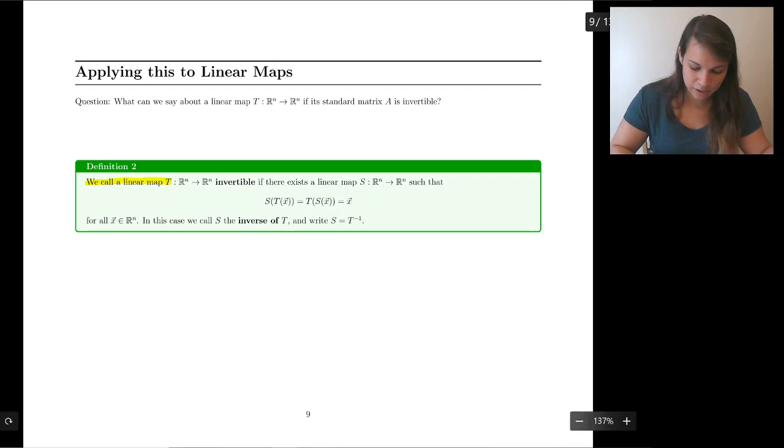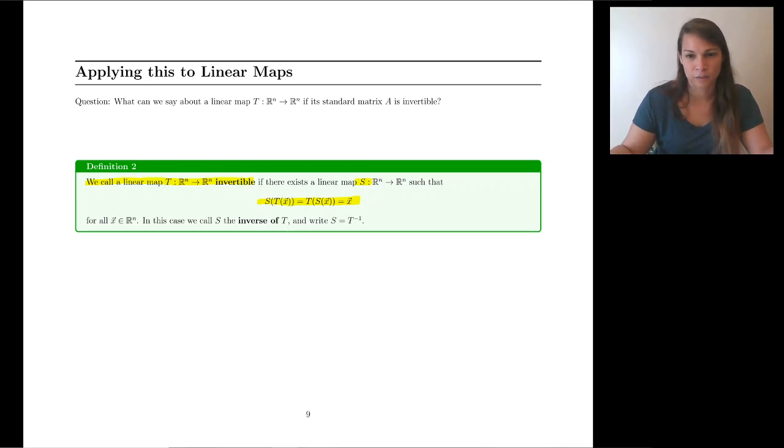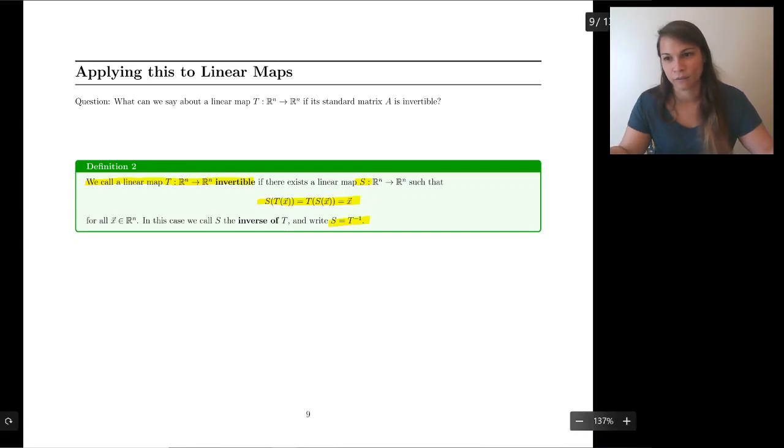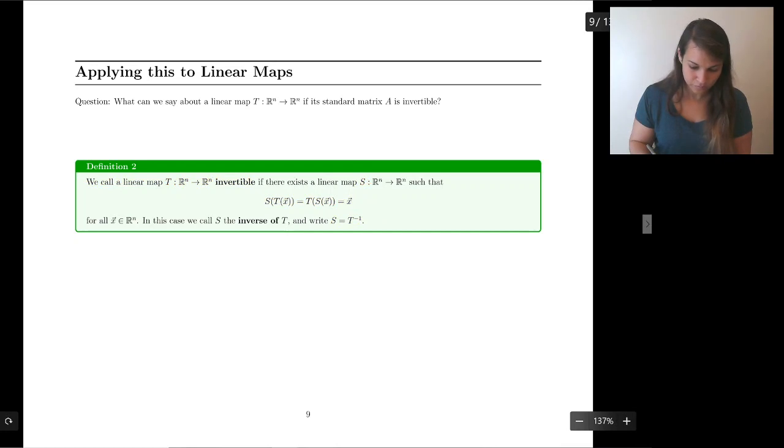So we're going to call a linear map T invertible if there exists a map S such that when you do composition of functions in both directions, you end up getting just the x vector back. So nothing has happened to the x vector, which means S has undone whatever T did. If this is the case, we say that S is the inverse of T, and we say it is equal to T to the -1. There we go, using -1 as inverse notation again. Okay.